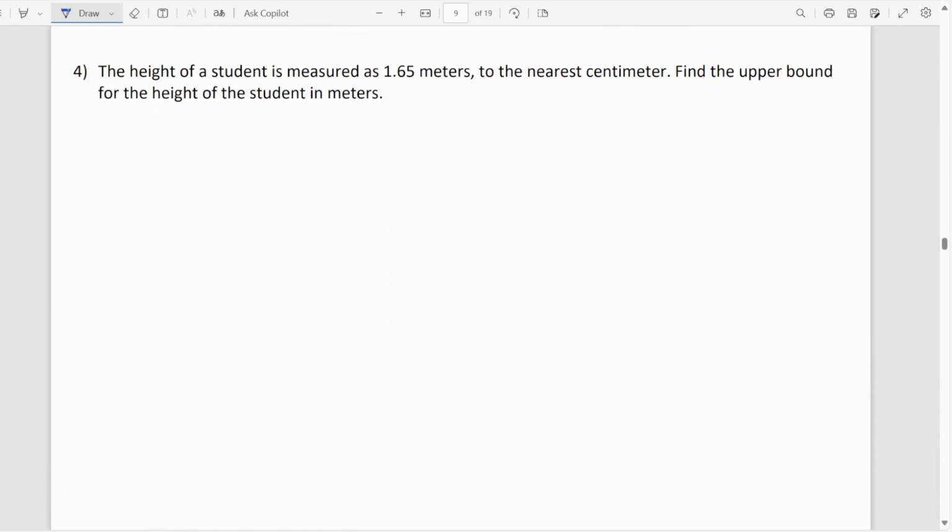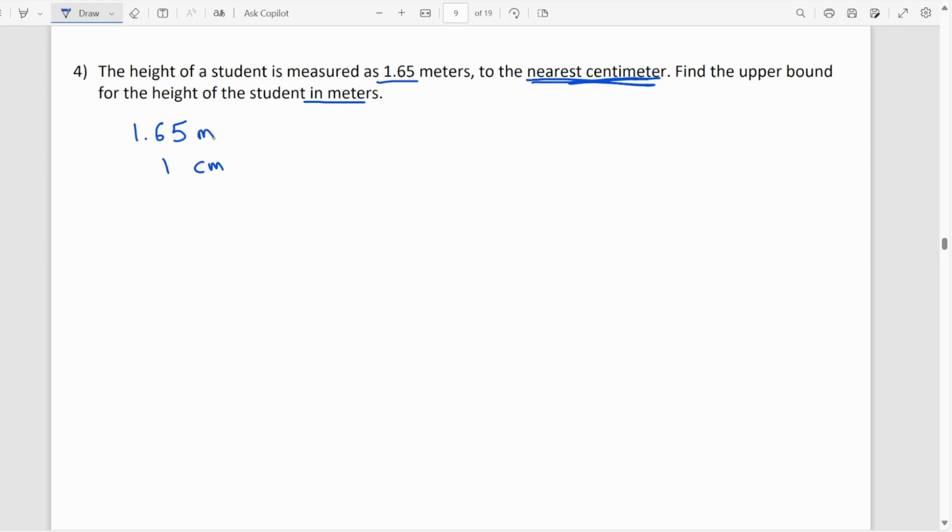Okay, final exercise. The height of a student is measured as 1.65 meters to the nearest centimeter. Find the upper bound for the height of the student in meters. Okay, so his height is 1.65 meters, okay, but this is rounded to the nearest centimeter, okay? So we can't just write 1 here and divide this by 2. It would be wrong because they're not the same unit, okay? This is meter, this is centimeter.